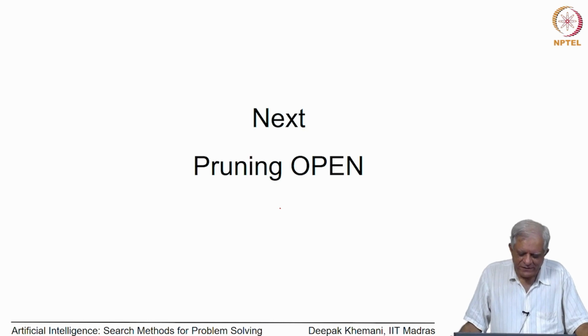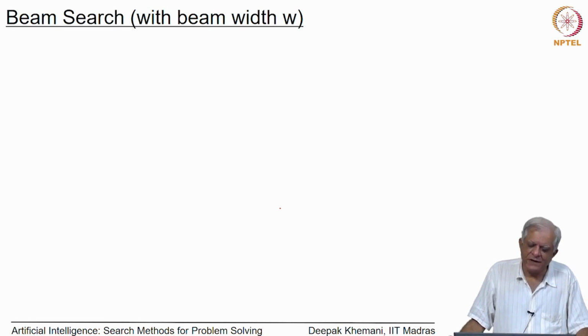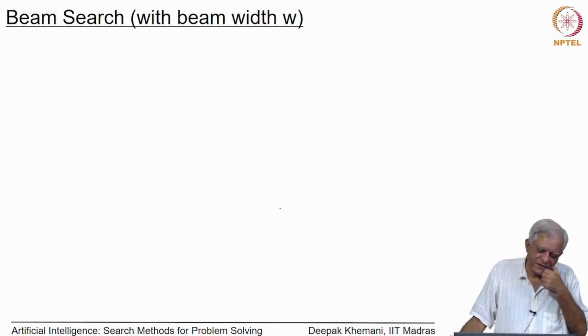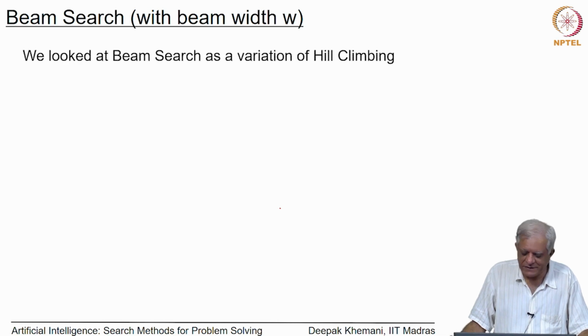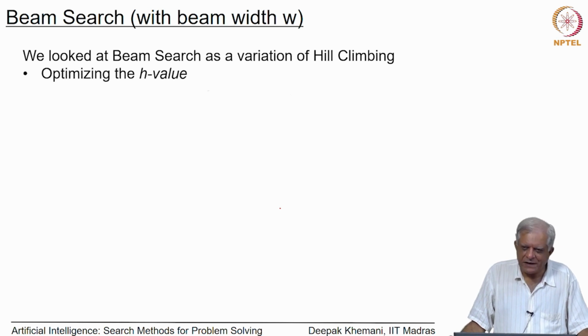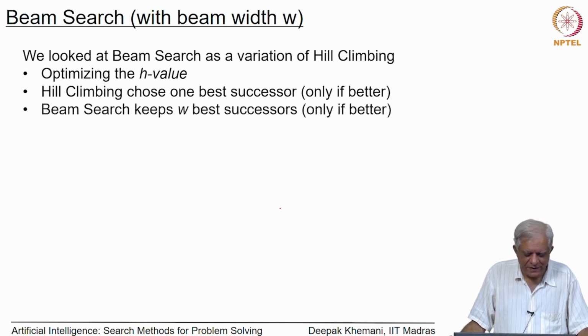Now we are looking at other ways of deleting open nodes, or pruning the open nodes. We already have some idea of doing this when we looked at the algorithm called beam search. Let us assume that we are doing beam search with width w, and we looked at beam search in the context of hill climbing, because hill climbing kept only one best successor.